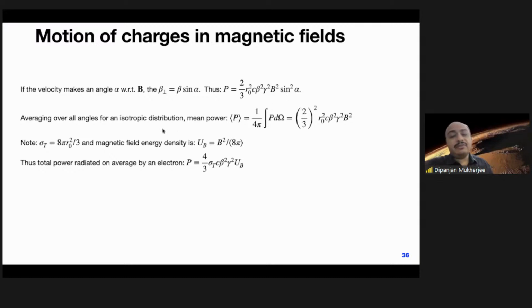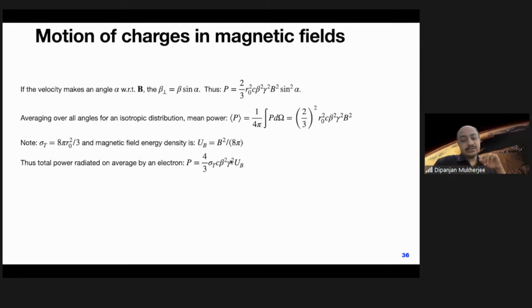The reason is if you have an arbitrary distribution of particles, you'll have wide variations of the angles of the electrons with respect to the magnetic field. So what you need to do is integrate or find an average expression of the total power emitted. Because if you have so many electrons, each moving in different directions, all of them will have different values of the pitch angle. So to find the mean power emitted by that particular system, we just integrate over the solid angle and divide by 4 pi, and that is how you get this particular expression.